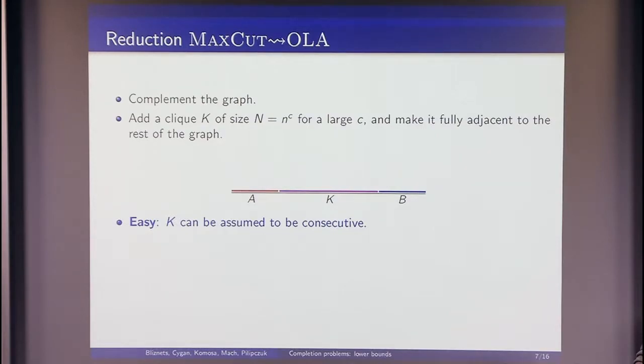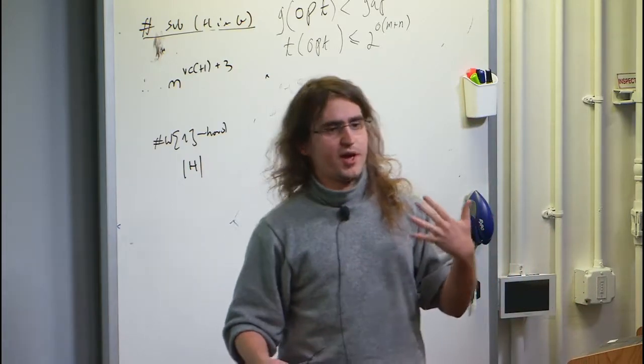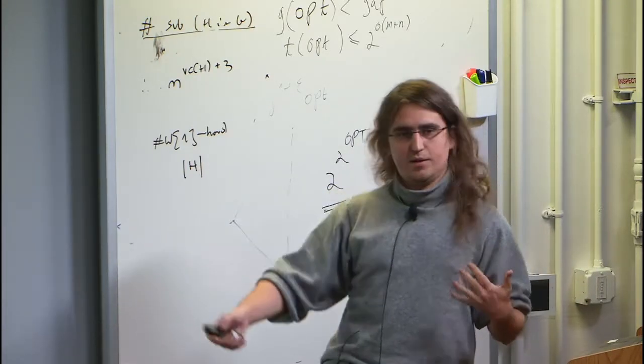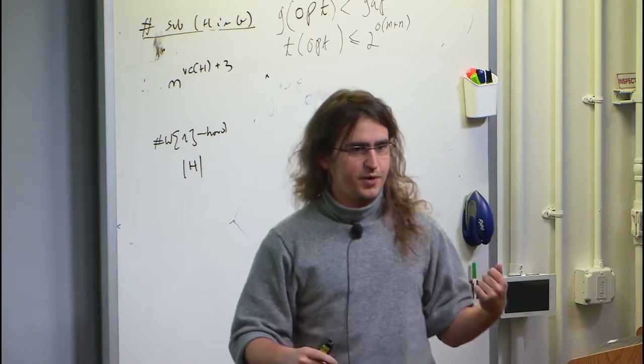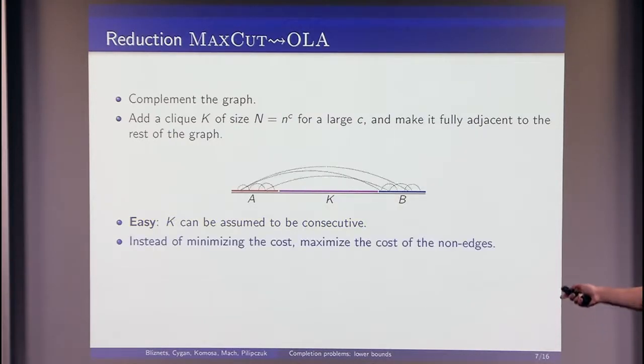Instead of minimizing the cost of the ordering, let me do a trick. I will try to maximize the cost of the non-edges. If the whole instance was a clique, then the cost would be something fixed. Instead of minimizing the cost of the edges, I can maximize the cost that I do not pay for the non-edges. So where can the non-edges be? This is a clique, which is adjacent to the whole rest of the graph. So the non-edges can be either completely on the left, or completely on the right, or flying over the clique.